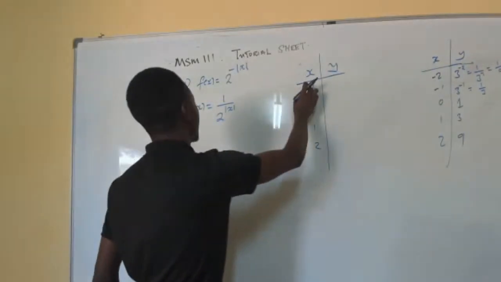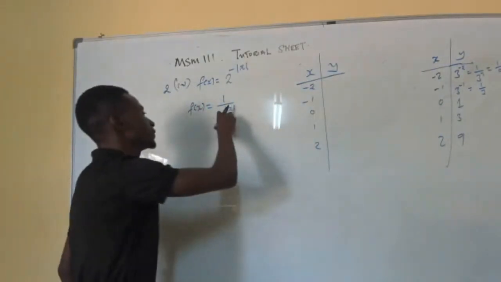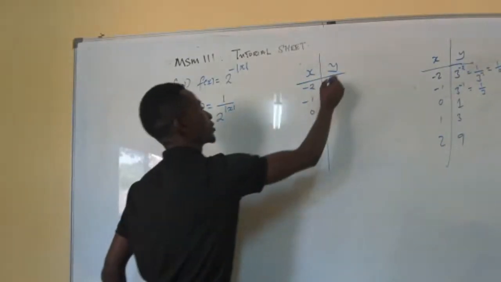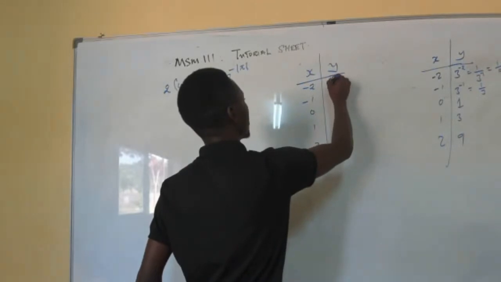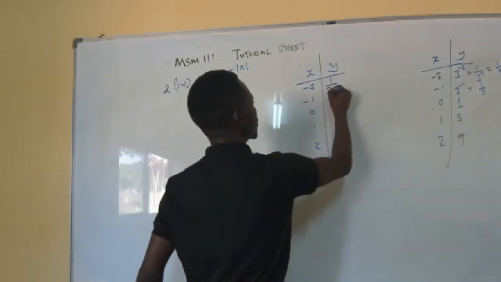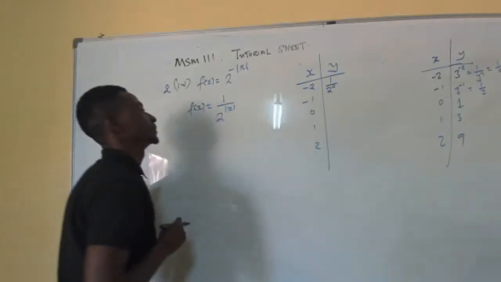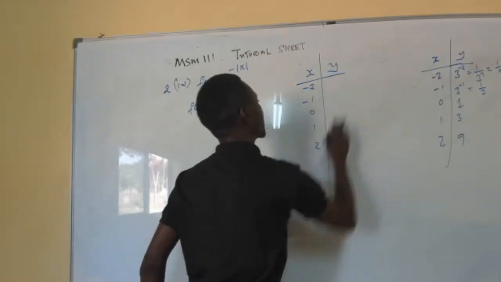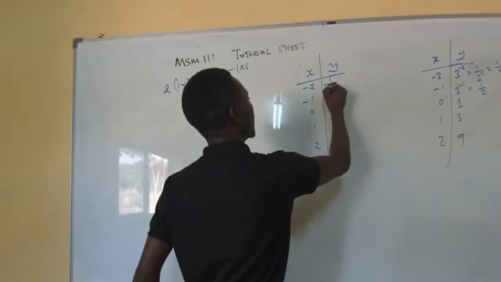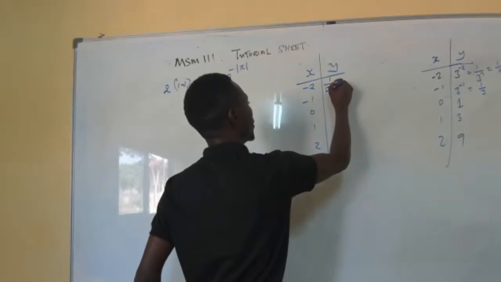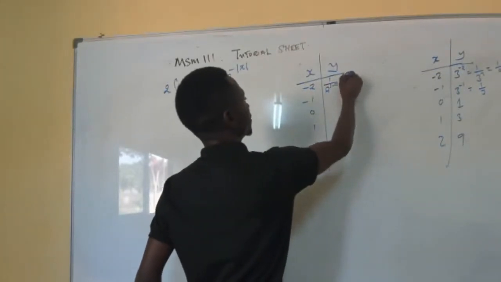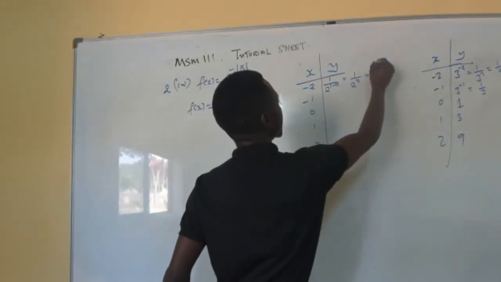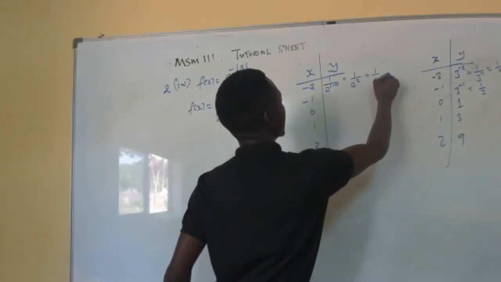So there we have -2. If we put -2 there, because of the modulus, it will be positive. Let me make it clear. We say 1 over 2, then to the power negative 2, which is just the same as 1 over 2 to the power 2, which is equal to 1 over 4.